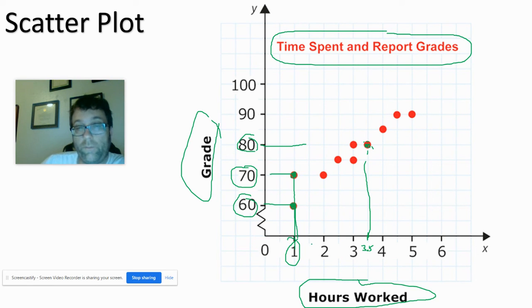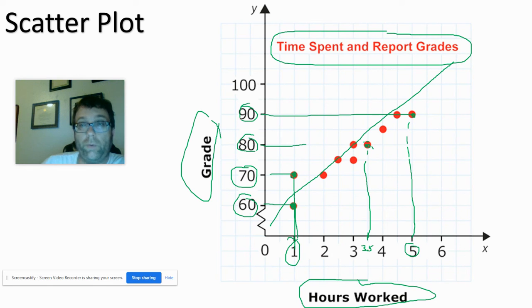Do one last one. One student spent 5 hours on the assignment. If I go to the 5-hour student, he's right here. And if I go across, that student received a 90. Now, reading it is one thing, but there's one more thing you can see. If you notice closely, all these dots are kind of in a line going upward.